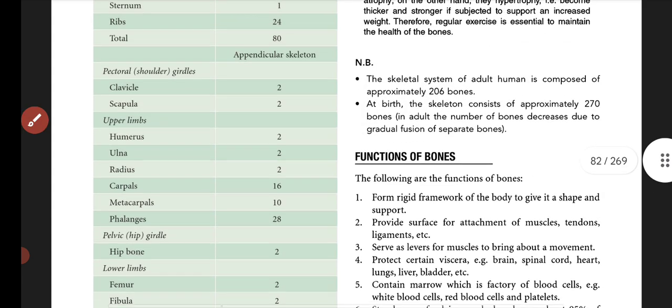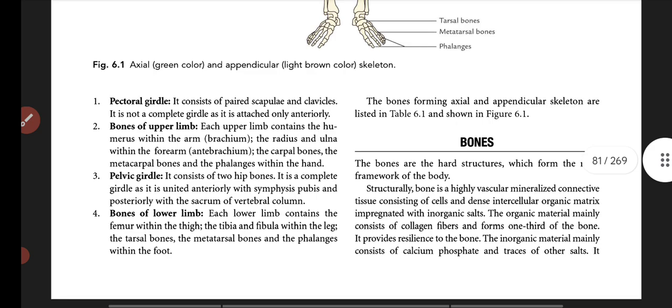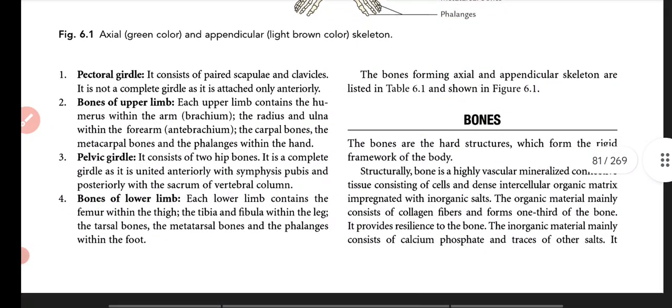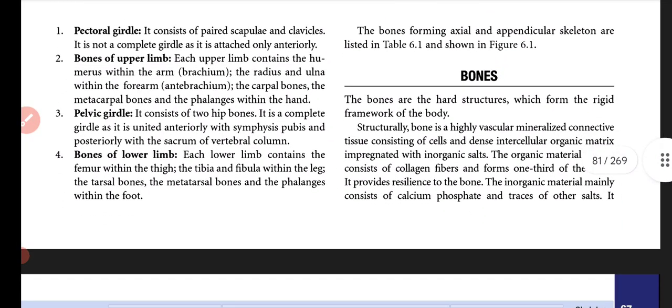Now we'll study the next portion, the bone portion, which is our main topic today. The bones are the hard structures which form the rigid framework of the body. Structurally, bone is a highly vascular mineralized connective tissue consisting of cells and dense intercellular matrix.